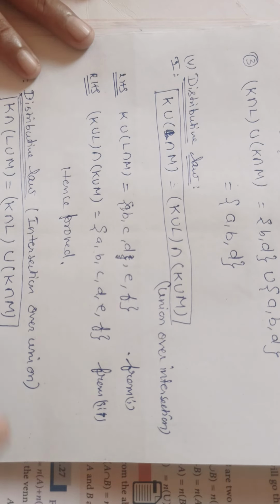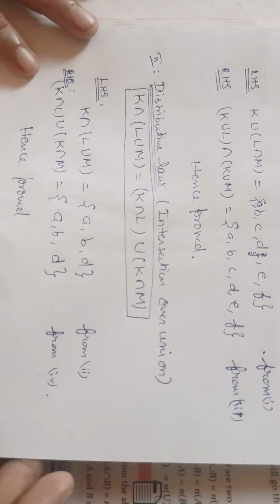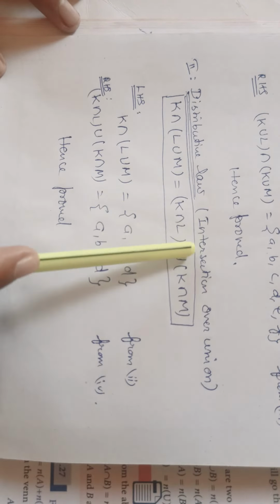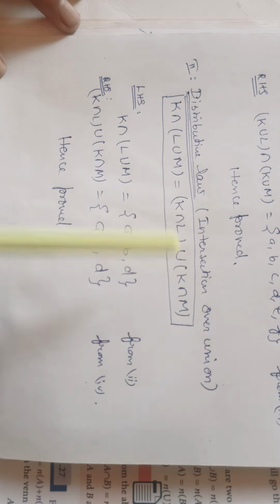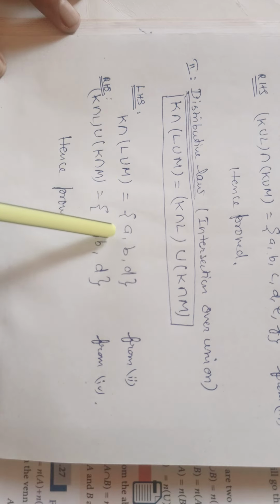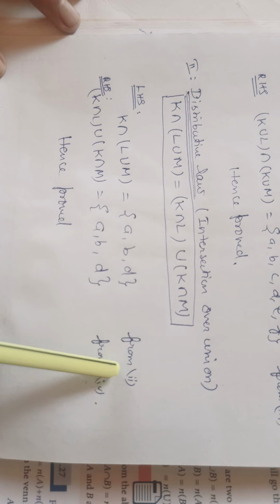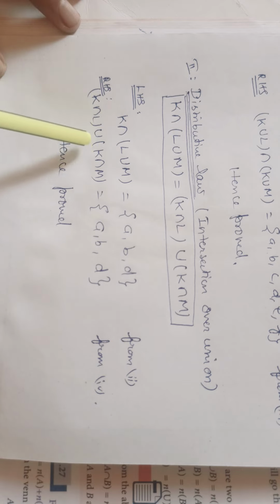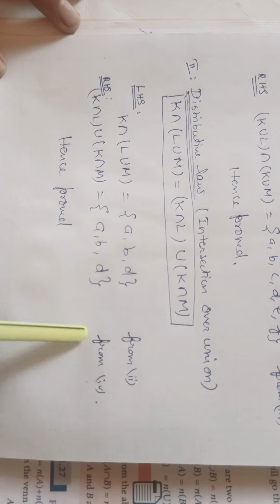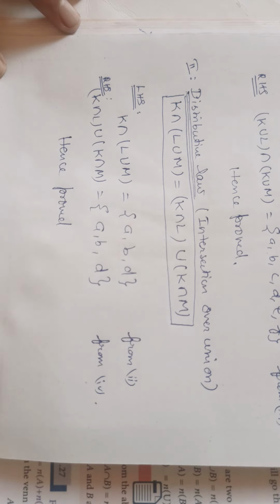Because if it is asked in the same question, we can mention the distributive law, intersection over union. So K intersection (L union M) equals (K intersection L) union (K intersection M). As you can see from the second part, K intersection (L union M) is nothing but A, B, D. Then the right hand side, (K intersection L) union (K intersection M), is equal to A, B, D from the fourth part. Hence we prove this.